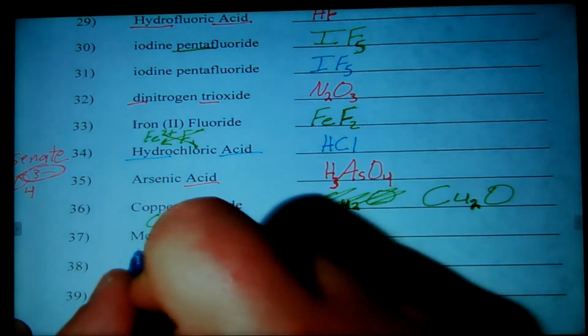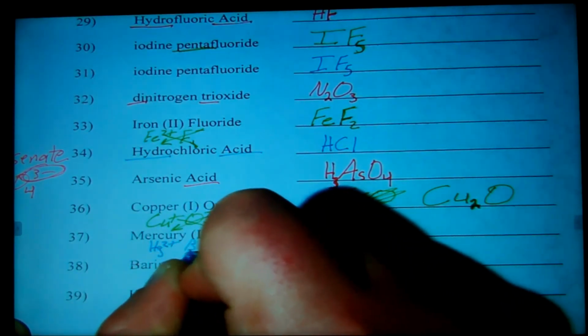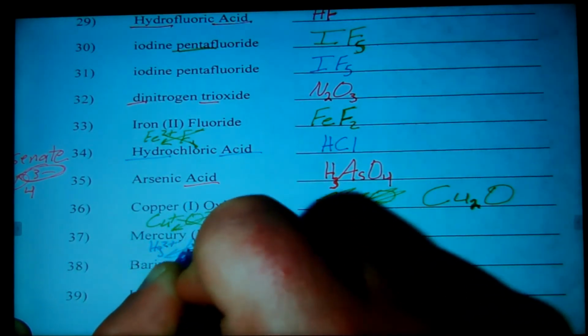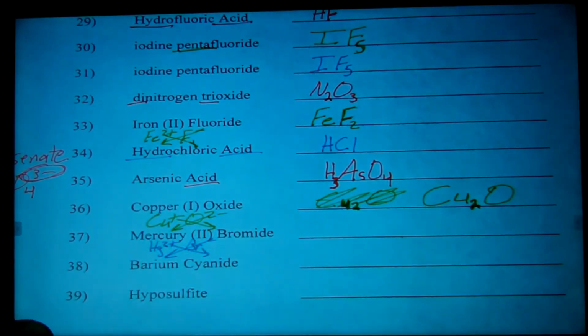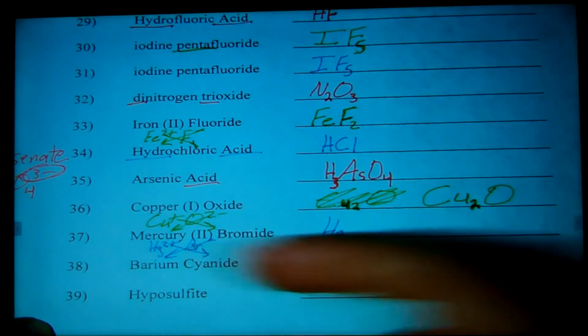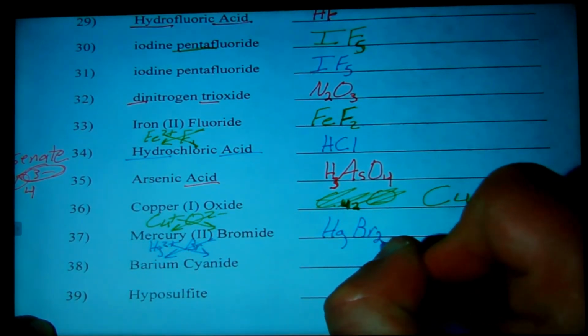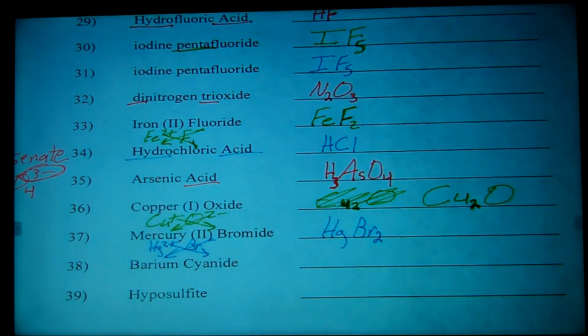Mercury 2. So mercury is Hg 2 plus. Bromide is Br minus. Negative 1 comes down. 2 plus comes down. So we have Hg. I got 1 from the bromide coming down. Br2. So there is that one.